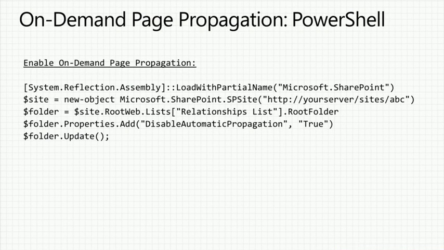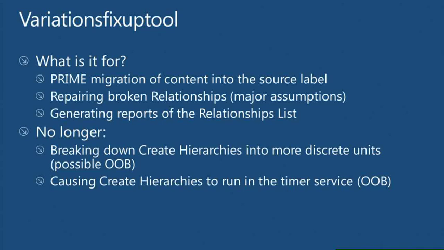We do this via PowerShell. It's not in the user interface. It came a little late, so there's no UI for it. But we'll basically grab a hidden, special list in our site called the relationships list, then set a property called disable automatic propagation on that list to true, and then update the folder. So it's fairly straightforward. Once we've done this, there's a button on the ribbon in the authoring environment which allows the user to specify whether propagation should occur.